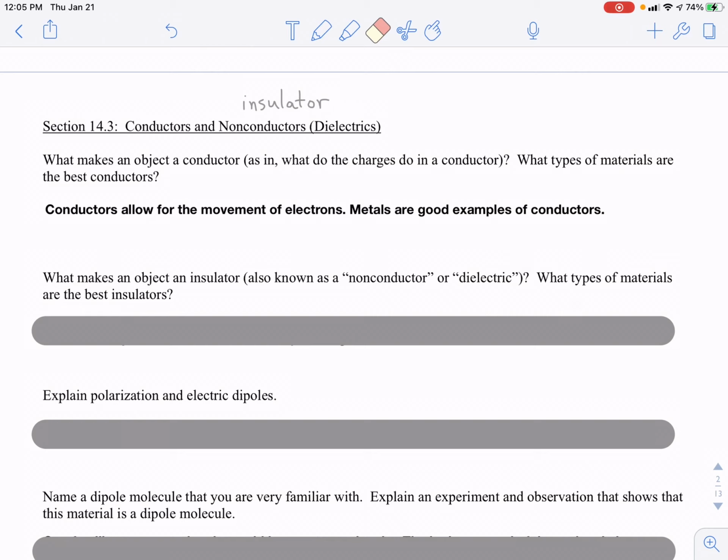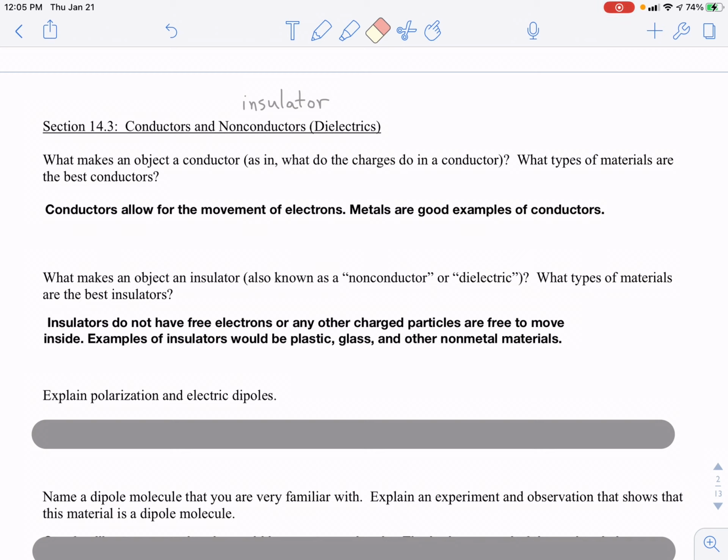What makes an object an insulator, which is also known as a non-conductor or dielectric? What types of materials are the best insulators? Insulators, by contrast, do not have free electrons able to move around on the inside. Examples of insulators would be plastic, glass, wood, and other non-metallic materials.